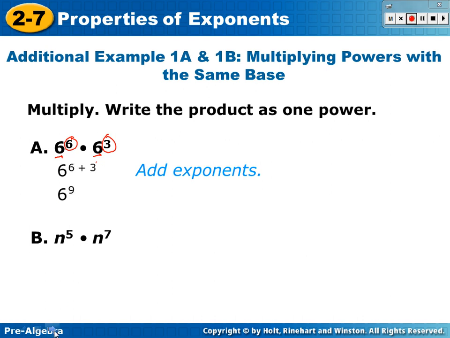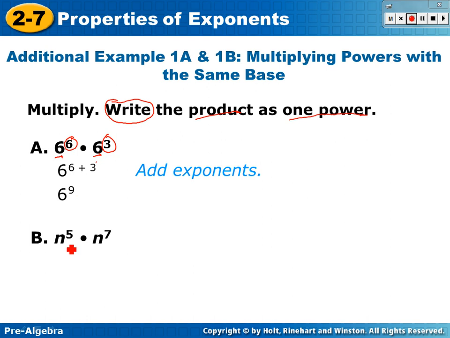Simple enough. Now, it's not asking me to evaluate. It just says write the product as 1 power. If we were to evaluate, then I would have to figure out what is 6 to the 9th power. But it says write the product as 1 power. I am just simply combining like bases and adding their exponents, and I get 6 to the 9th.